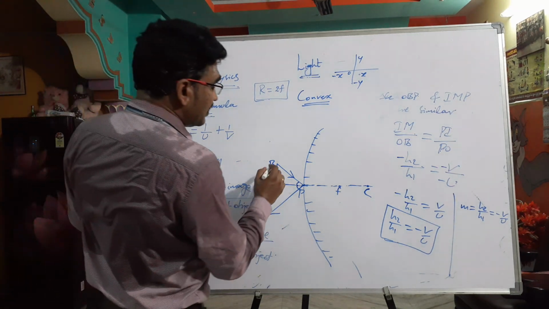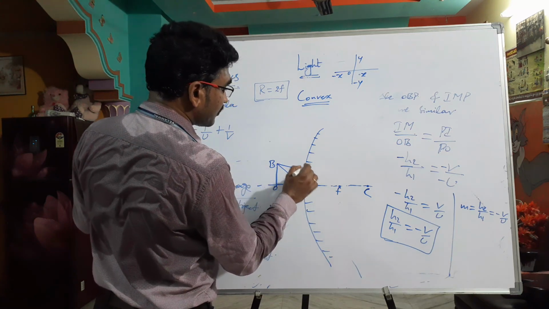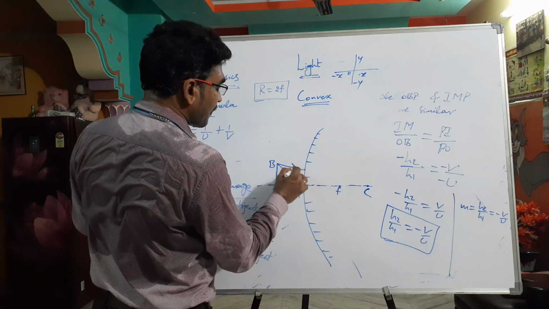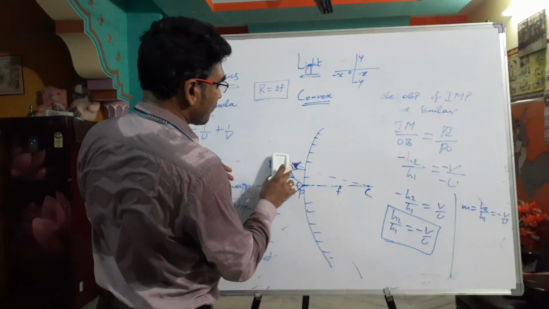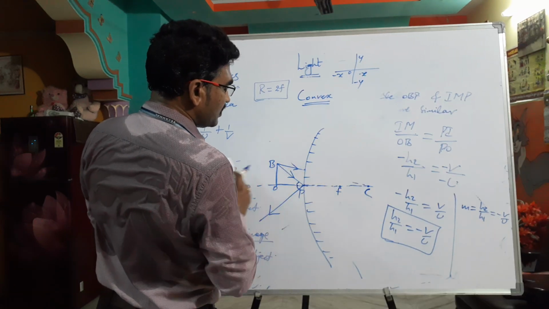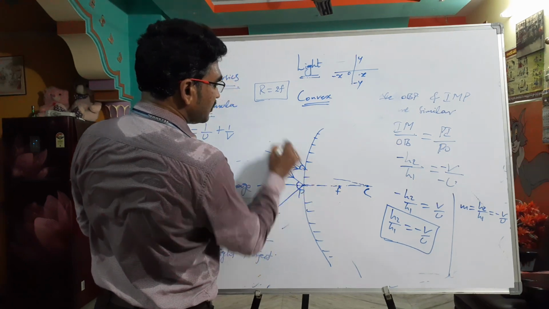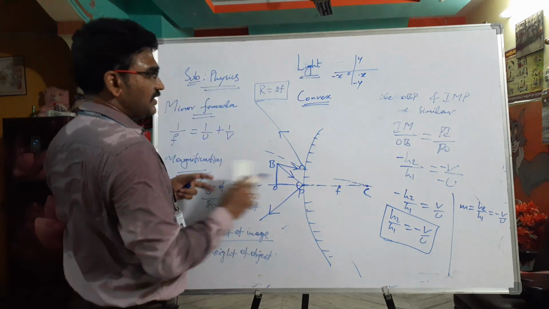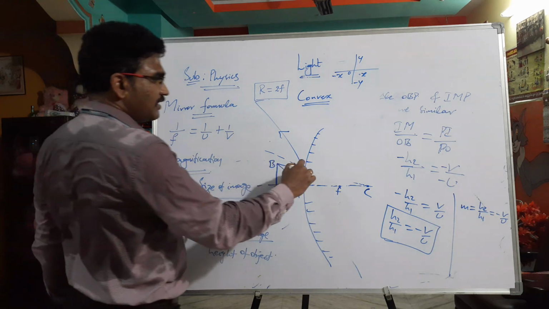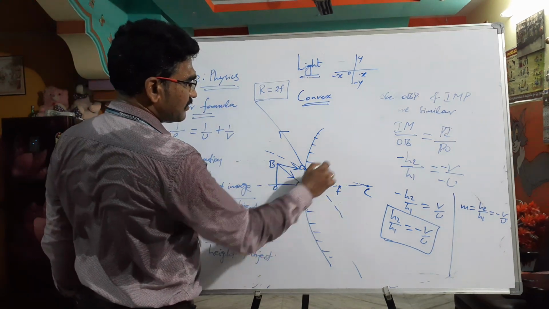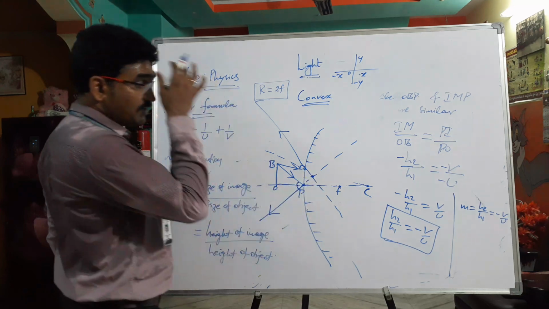Now another ray I will take. For this, for example, this is the angle of incidence. Then this is the reflected ray. If this is the reflected ray, this reflected ray and this reflected ray cannot meet. Then what will we do? We just extend back. When we extend back, they meet at this point. What is this point? Image point.